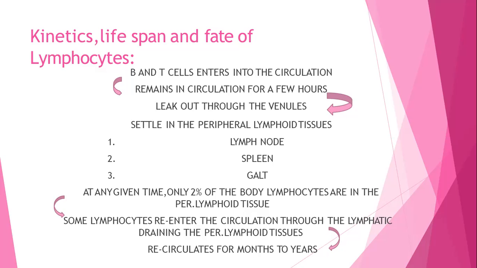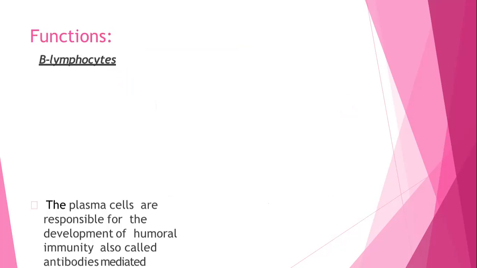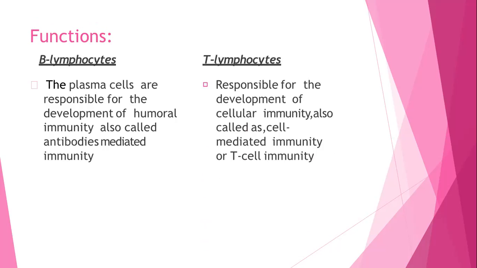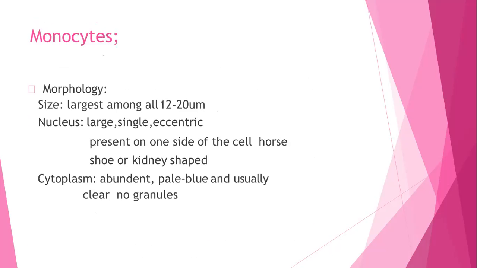Some lymphocytes re-enter the circulation through the lymphatic drainage from the lymphoid tissues, and then they will be recirculating for months to years. So this is how the kinetics and lifespan of lymphocytes go on. So the majority of the cells will be already in the circulation. Only 2% will be in the peripheral lymphoid tissue. As and when required, they will be recirculated. The function, as we have already seen: B lymphocytes are responsible for humoral immunity, T lymphocytes for cell-mediated immunity. So that is the function of lymphocytes.